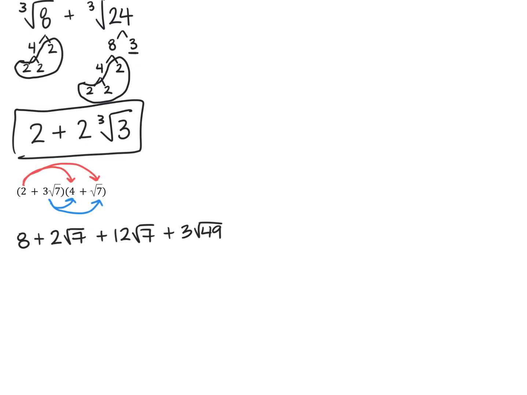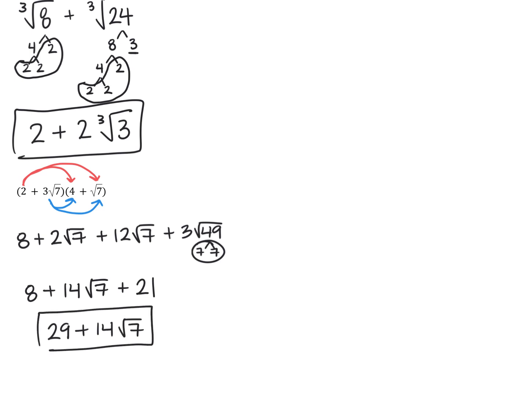So now I want to work on simplifying radicals and combining like terms. So the square root of 7 cannot simplify, but the square root of 49 can. Because 49 is 7 times 7, so that's a pair of 7's there. So I end up with 8, and then 2 square root 7 plus 12 square root 7 is going to give me 14 square root 7, plus, and then that 7, when I simplify the square root of 49, has to multiply with the 3 that's already there, that gives me 21. Now I can combine 8 and 21. So I get 29 plus 14 square root 7. And that's the final answer.